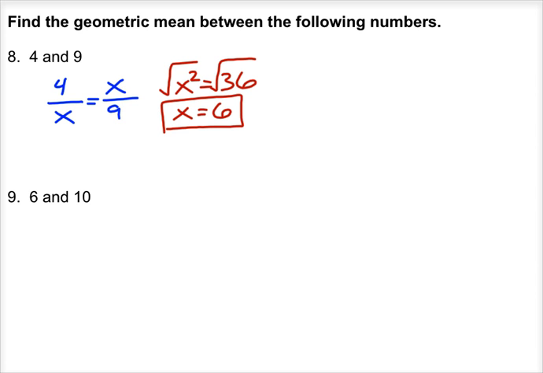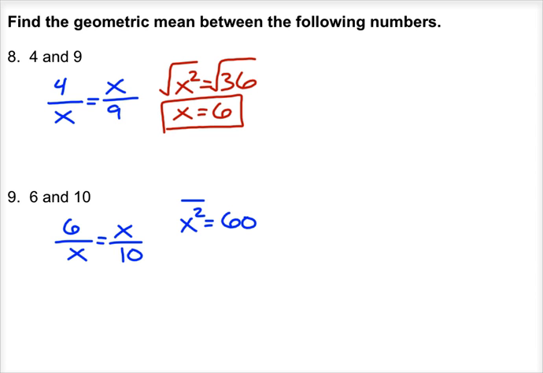Now setting up the geometric mean between 6 and 10. So my geometric mean goes diagonal one way, the 6 and the 10 go diagonal the other way, and I cross multiply. So x times x gives me x squared. 6 times 10 is 60.